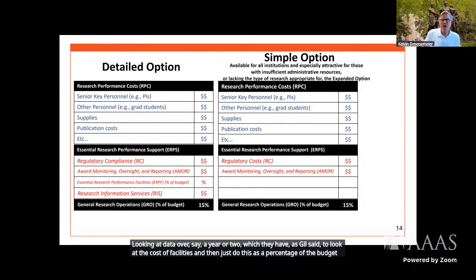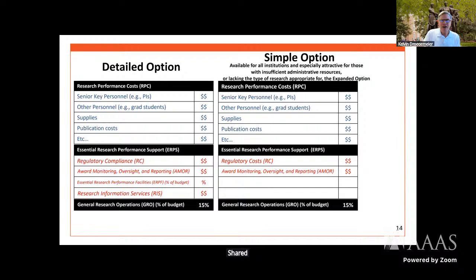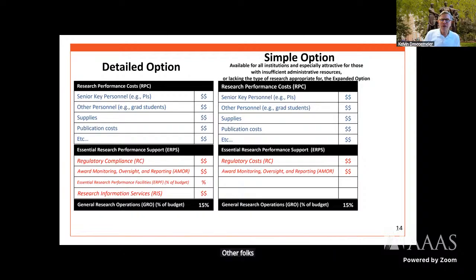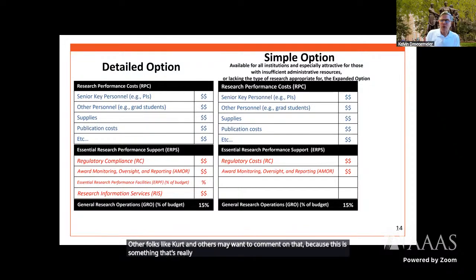You're not going in and measuring square feet or saying how many people are in this lab, shared space, all that kind of stuff. We took care of all that in the analysis of doing the way that you actually allocate the space. And it, of course, was the most difficult, vexing thing. The rest of them are fairly straightforward, but boy, space, that's a real challenge. And so other folks like Kurt and others may want to comment on that, because this is something that's really, really critically important. I think it vexes a lot of people. It's like, oh my God, how are we possibly going to do this?